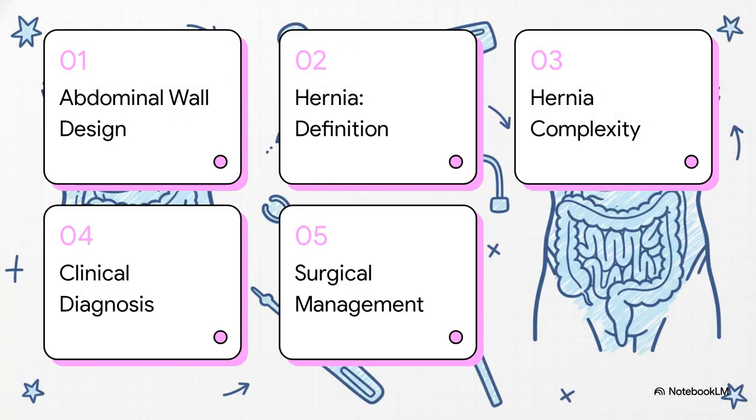So we're going to build our understanding logically, step by step. First, we will look at the design of the abdominal wall itself. Then, we'll define exactly what a hernia is and what causes it. We'll move on to its complexity, then to clinical diagnosis at the bedside, and finally, we'll cover the core principles of how we manage these surgically.